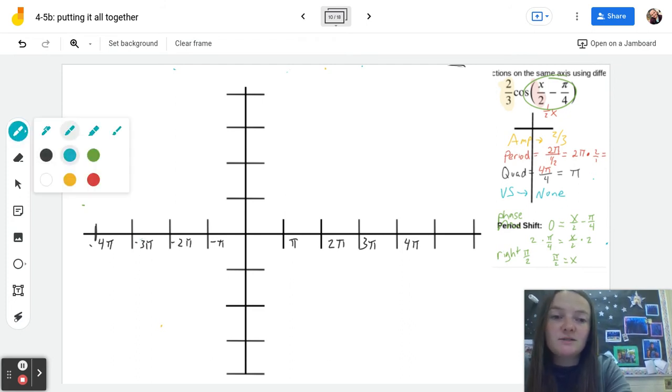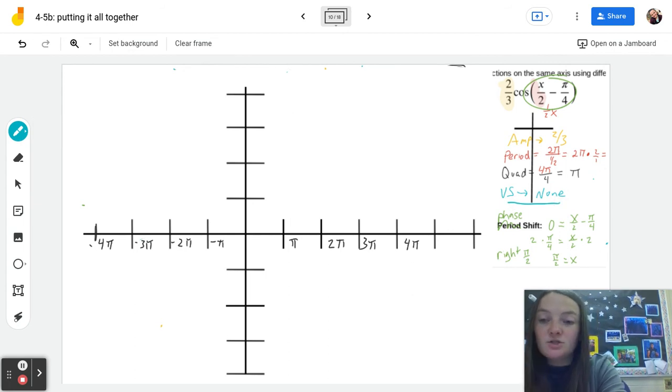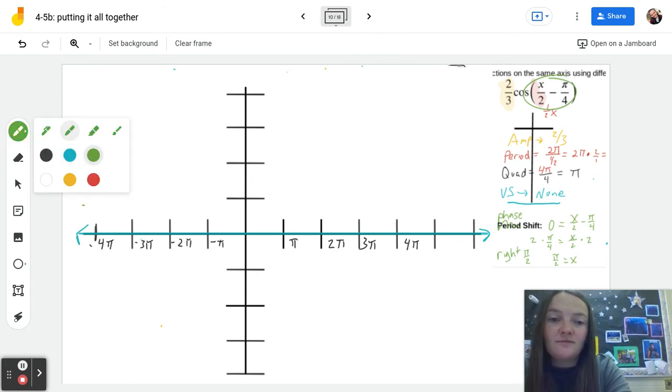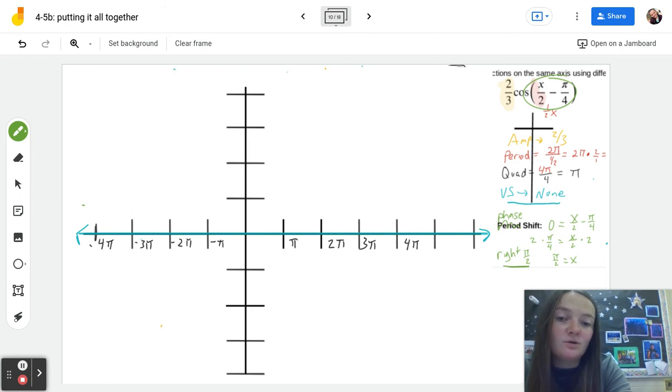Let's see if we need to do any vertical shifting. We don't, which means the midline is going to stay the same. It's going to stay the x-axis. After that, I want to take a look at the phase shift. The phase shift says we're moving right pi over 2. In this case, pi over 2 is somewhere between 0 and pi, so I need to shift right about half a quadrant.